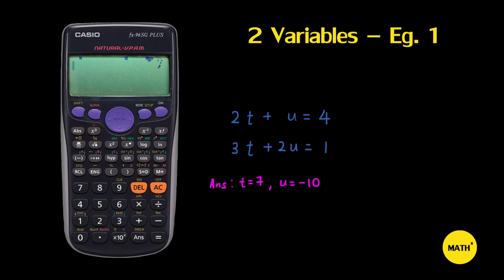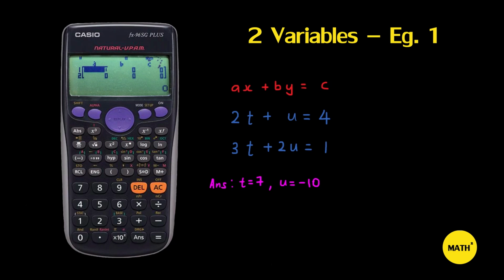Using the calculator, press mode, followed by 3 and 1. You should see this in the calculator as shown on the left. Each row on the calculator represents one equation in the format of ax plus by equals c. Keep in mind that the calculator solves in terms of x, y, and z. So you have to remember which terms x, y, and z corresponds to in your equation.